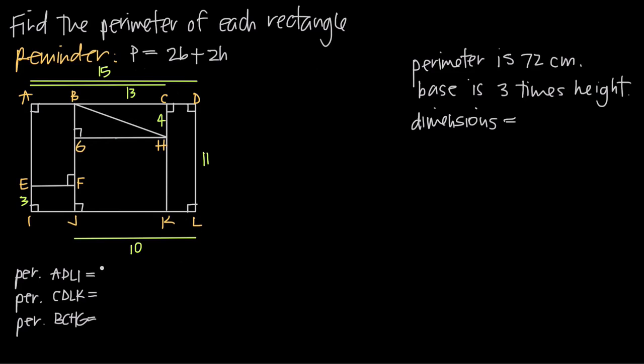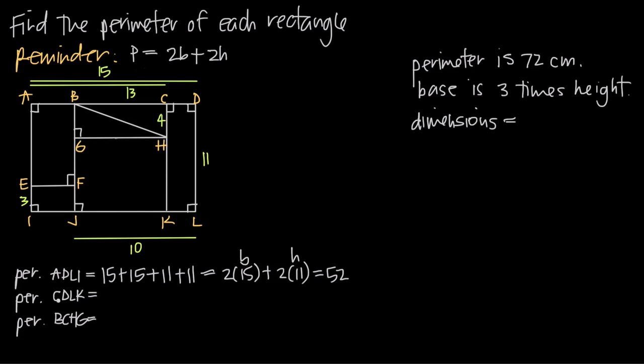So I can just say 15 plus 15 to account for the top and bottom, plus 11 plus 11 to account for the left and right. And of course, I could simplify that to 2 times 15 plus 2 times 11, and that's going to give me 30 plus 22, or 52. And you can see here that this is the base and this is the height, so it's really just 2 times the base plus 2 times the height, and I get the perimeter of the rectangle.